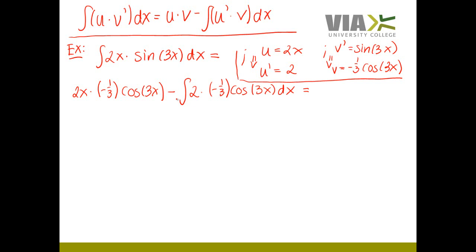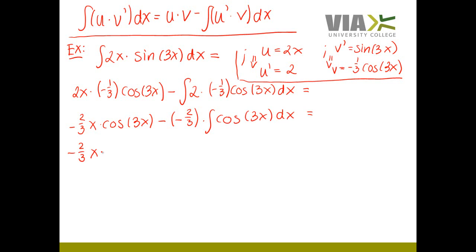Alright. A constant we just move outside the integration sign, so when we put these together here, we get minus 2/3 x times cosine 3x minus 2/3 times the integral of cosine 3x dx. So what is that? Well, minus 2/3 x times cosine 3x minus leaves me with a plus 2/3 times, and then cosine 3x must be equal to 1/3 sine 3x when we integrate that, added with the integration constant c.